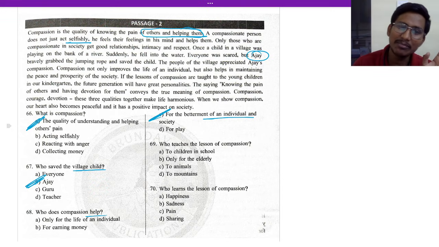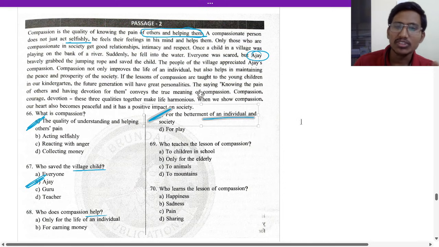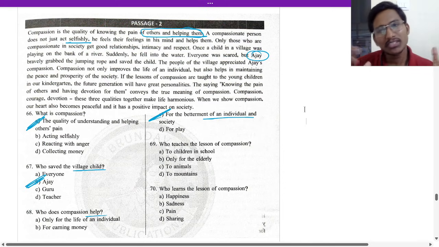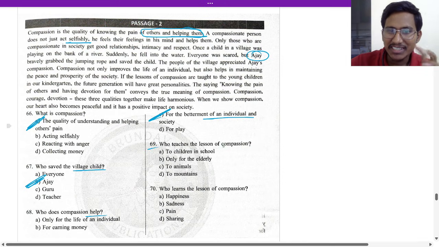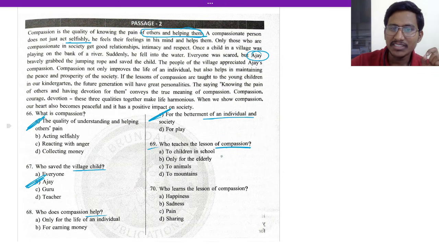Who does compassion help? For the betterment of the individual and the society. So compassionate people helping each other means everyone will develop, means society will develop, right? So that is why. Okay. Next, 69. Who teaches the lesson of compassion to children, so to children in school.